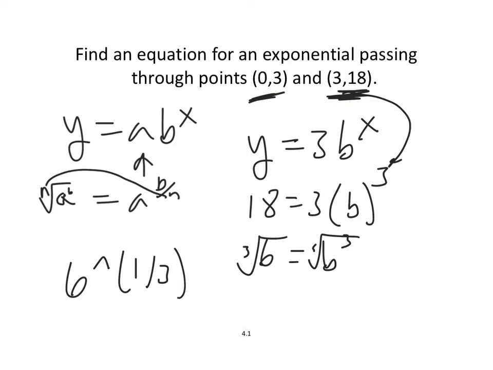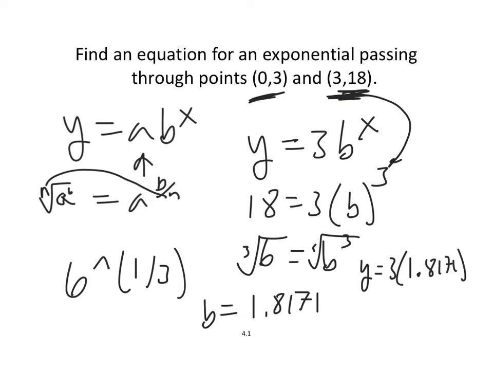Let me see. And it's important to use parentheses unless you have a newer model calculator that treats it like an exponent. This one doesn't. So that tells me b equals 1.81. I'm going to go 4 decimal places. Usually that's enough for my open math, and it's certainly enough for me. So that's the base. So y equals 3 times 1.8171 to the x. And that's all this question's asking us.